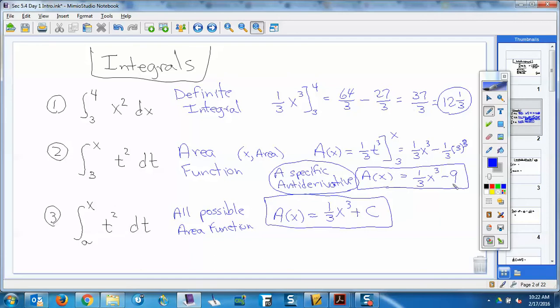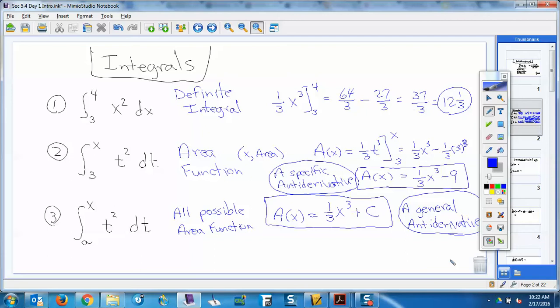It would be a general antiderivative. Make sense? So the last two are both area functions. It's just that number 2 is with a specific left edge, so it's a specific antiderivative with a specific c value that we can find. And the bottom one is just all the possible area functions with the plus c tacked on. So that last one is where we're at right now.